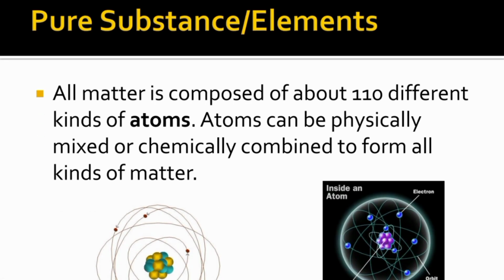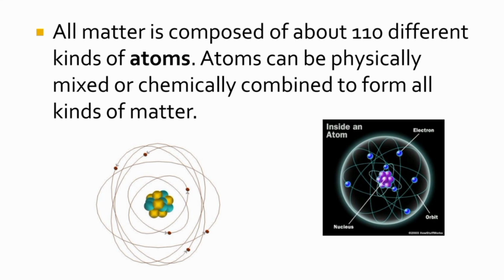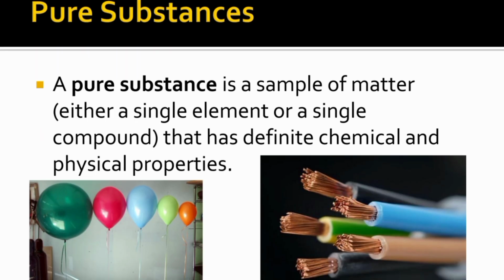What are pure substances? Pure substances include elements and compounds. All matter is composed of about 100 different kinds of atoms. Atoms can be physically mixed or chemically combined to form all kinds of matter. Inside an atom, electrons are revolving outside the nucleus, and we have neutrons and protons inside the nucleus. These are the orbits. This is the nucleus. A pure substance is a simple sample of matter, either a single element or a single compound, that has definite chemical and physical properties.